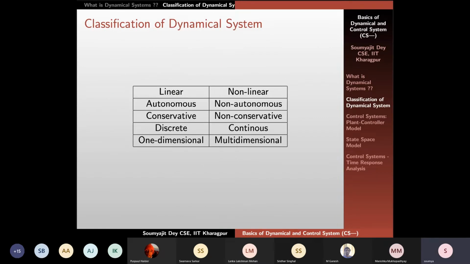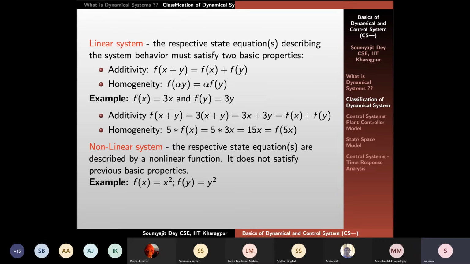Now we'll just give an example of a typical classification of dynamical systems. They can be linear or nonlinear. We'll understand what we mean by a linear system. They can be autonomous or non-autonomous. That means they can be controlled by themselves, or they require a human or external intervention. Then there is conservative or non-conservative. This is something we'll skip for now. And then we have discrete and continuous, like we said earlier. And of course, they can be one-dimensional or multi-dimensional. It's very simple. If there's one state variable, it's a one-dimensional system, and more than that, which is typically the case, it's a multi-dimensional system.